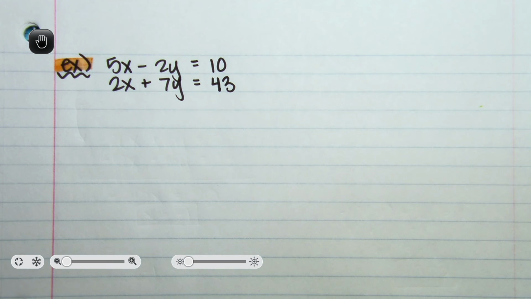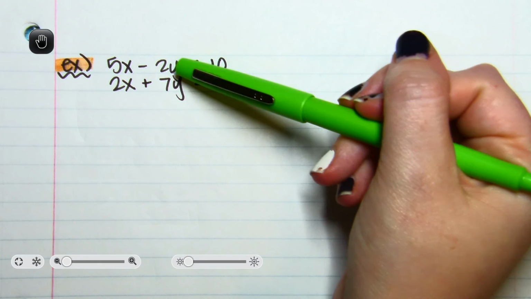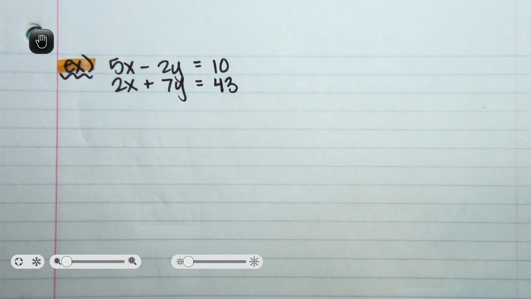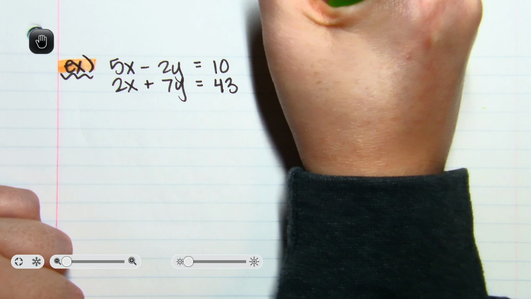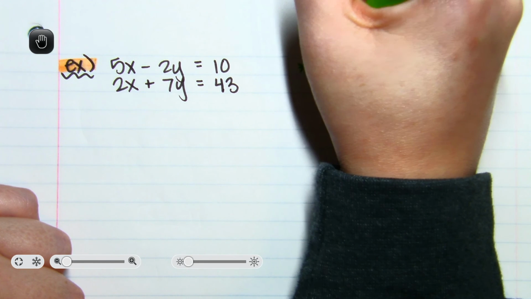All right, let's do one more example together. So if we look at this one, are the x's or y's opposites right now? Good, you should have said no. Neither of them are opposites. We have a 5 and a 2, and a negative 2 and a positive 7. Now looking at this, it's also not an obvious answer as to which one is going to be easier to eliminate. So I'm going to write this over here again.